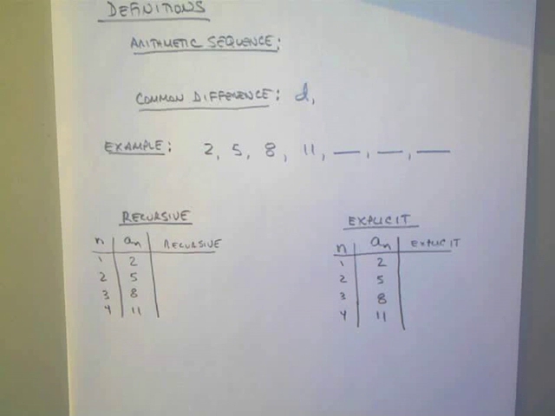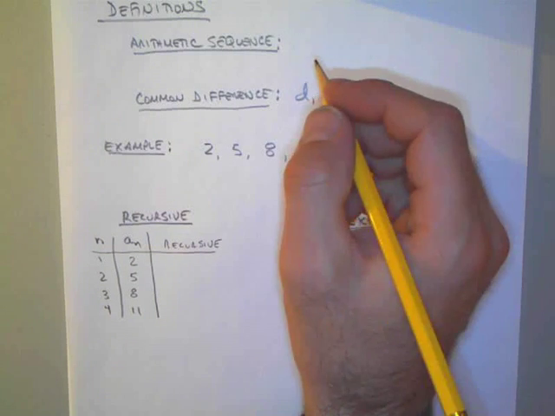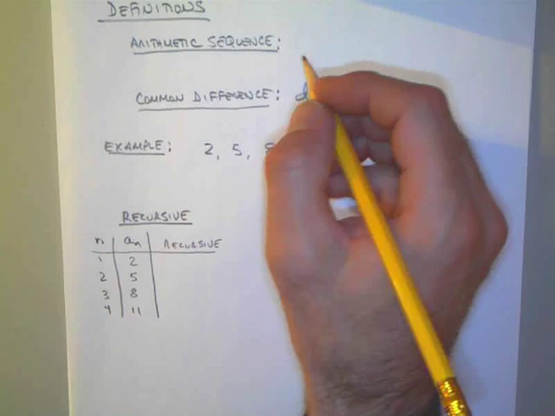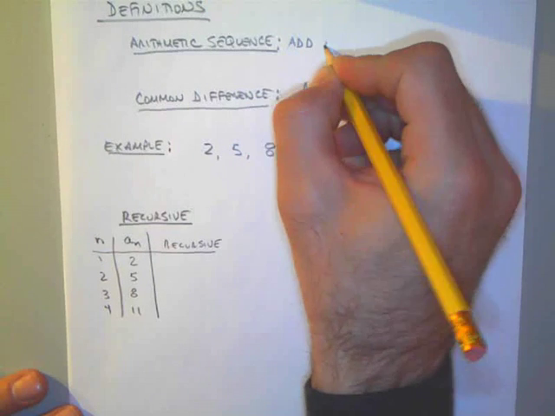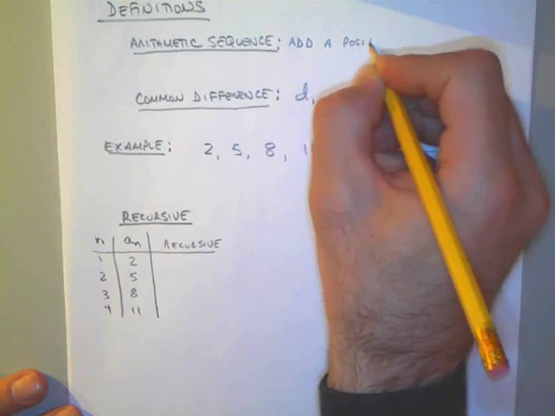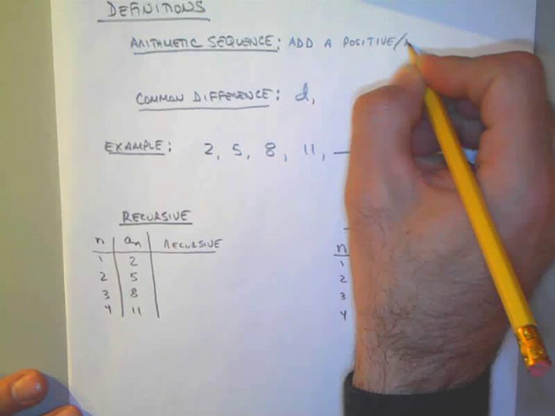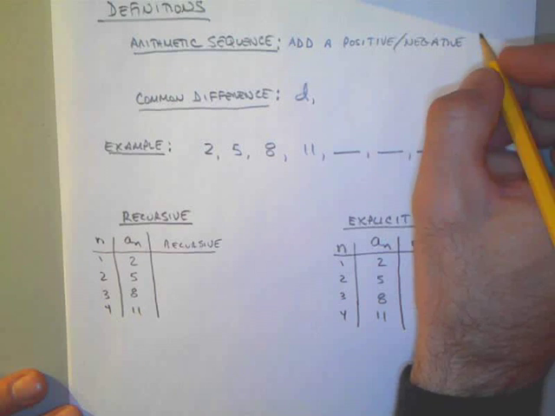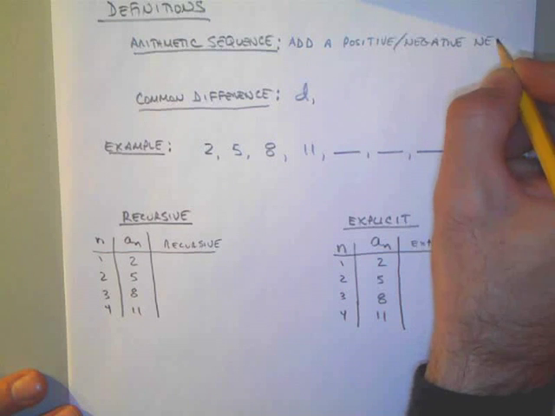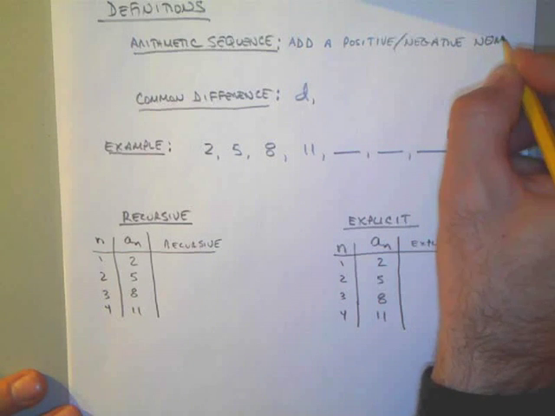Dave Staublin here, and we're talking today about arithmetic sequences. An arithmetic sequence is a sequence where you add a positive or negative number to get the next term in the sequence.